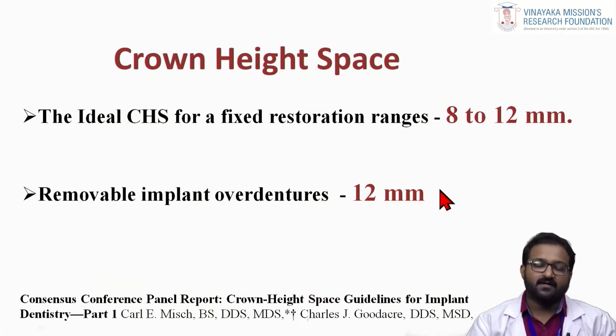So what is the ideal crown height space for a fixed prosthesis? All these prostheses will have different indications for crown height space, so we will be seeing it. The ideal crown height space for a fixed restoration ranges from 8 to 12 millimeters, and for a removable implant overdenture, it has to be 12 mm or more. So patients having more than 12 mm of crown height space, you cannot give a fixed prosthesis. So this is what it means.